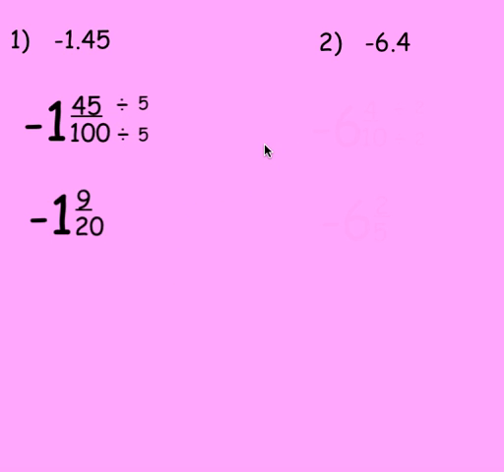Next one, negative 6.4. The way you would say this is negative 6 and 4/10. If we simplify, we want to divide both the top and bottom by 2, and we get negative 6 and 2/5.